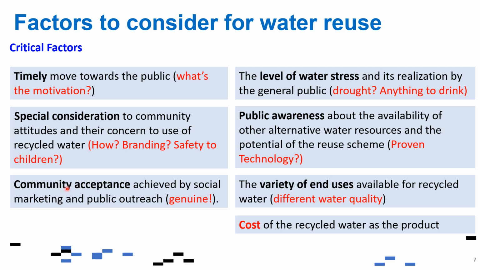We need community acceptance achieved by social marketing and public outreach. This will come in our stakeholder engagement or the social license to operate. We need to have full acceptance from the community. Another factor is the variety of end uses available for recycled water. We can explain to the public that each application has its own requirement for water quality, so it doesn't mean that drinking water quality is needed for all applications or all uses. We can reduce the quality depending on the end use.